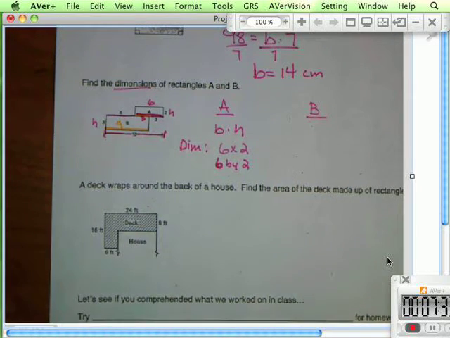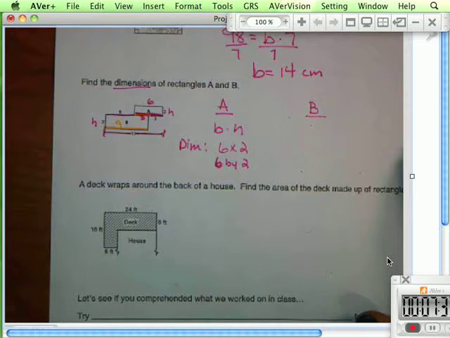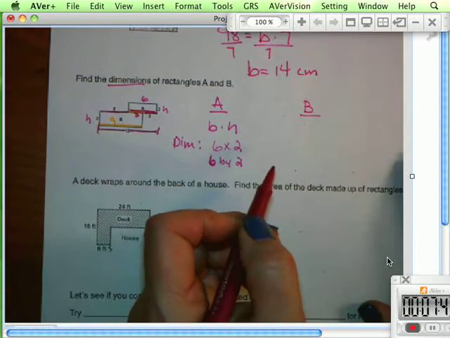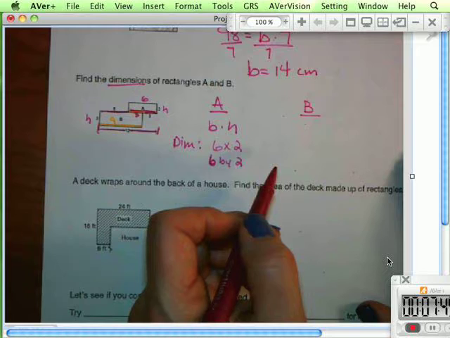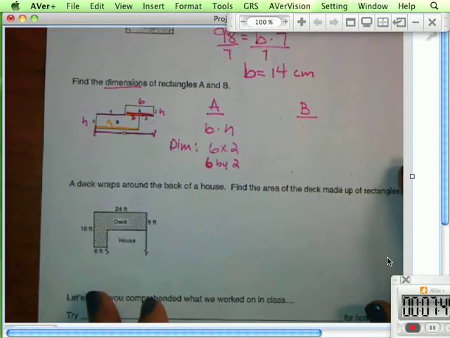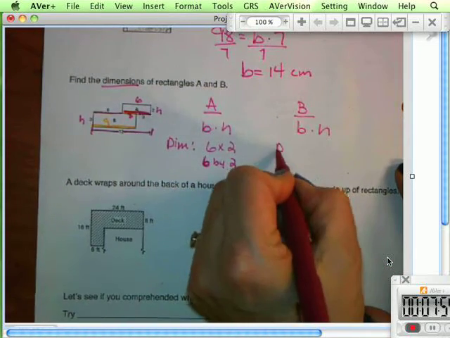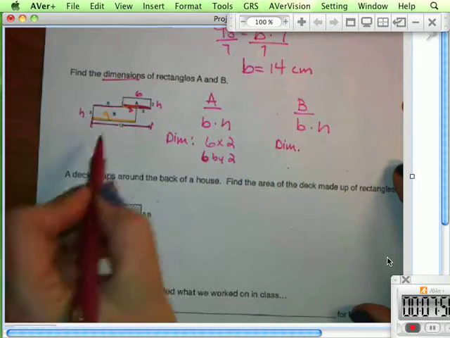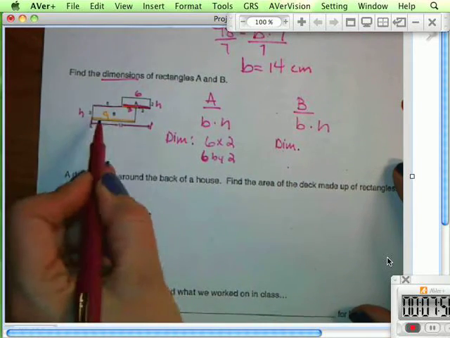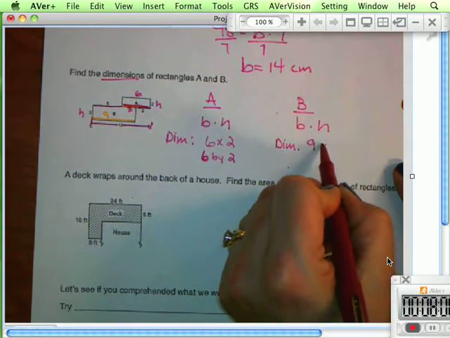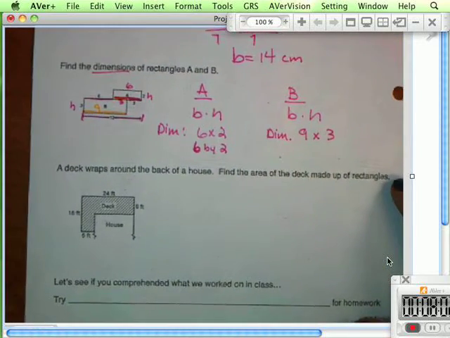Yes? Mm-hmm. There's only 2. I promise. Okay. We have a quiz tomorrow. Base times height. Let's finish this. Dimensions. Okay, the base is how long? 9 by 3. 9 by 3.